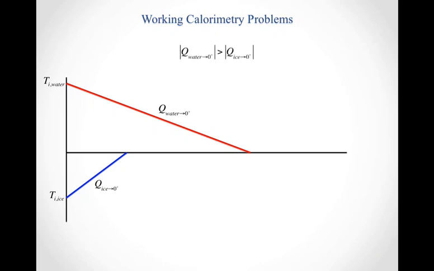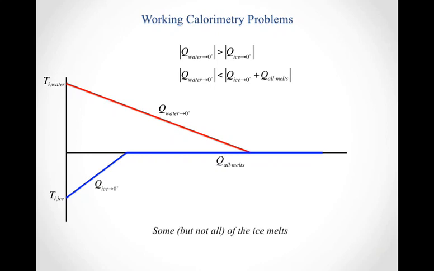But if we also calculate how much energy the ice needs to completely melt, it's actually greater than what the water needs to give up to reach 0 degrees Celsius. So in this case, what this tells us is that some of the ice will melt, but not all of it. Once everything gets to this point, the process is going to stop, because now the ice and water will all be at the same temperature. That final temperature is 0 degrees Celsius.